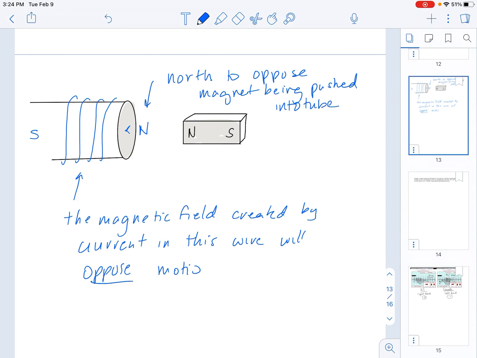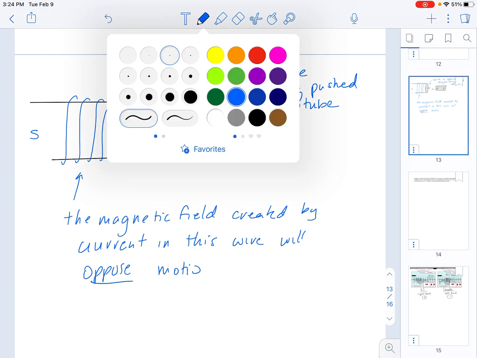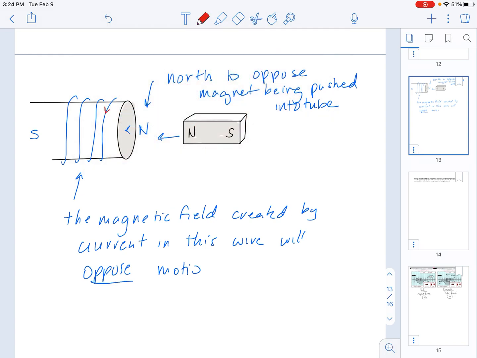So while I am pushing the magnet into the tube, in order for that to be the north end of the electromagnet, what I'm going to do is hold my pen in my hand and wrap my fingers around, putting my thumb to the right. That's telling me that the current would be coming over the top like this. So that would be the direction of the current.